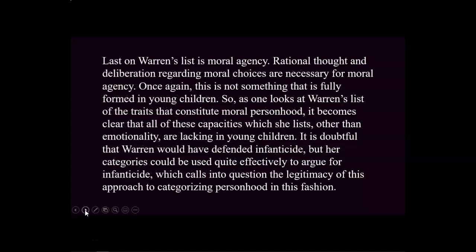Last on Warren's list is moral agency. Rational thought and deliberation regarding moral choices are necessary for one to have moral agency. And once again, this is not something that's fully formed in young children. So as one looks at Warren's list of the traits that constitute moral personhood, it becomes clear that all of these capacities which she lists, other than emotionality, are lacking in young children. It's doubtful that Warren would have defended infanticide, but her categories could be used quite effectively in order to argue for infanticide, which I think calls into question the legitimacy of categorizing personhood in this fashion. It seems to be arbitrary, and that's the primary critique of Warren.